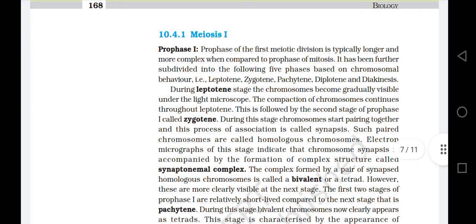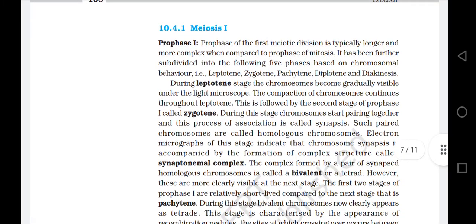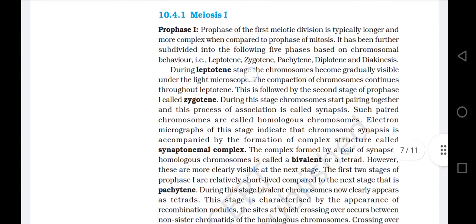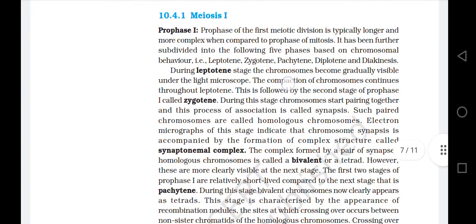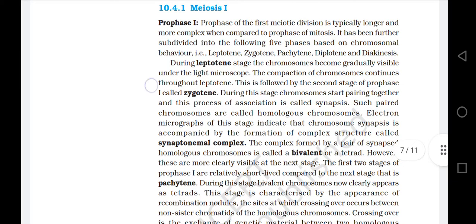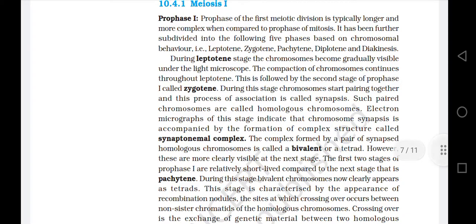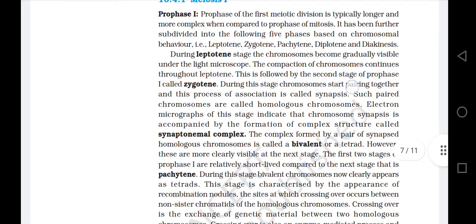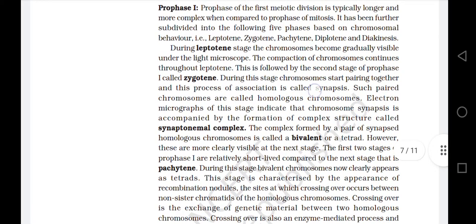and diakinesis. During leptotene stage, the chromosomes become gradually visible under the light microscope. The compaction of chromosomes continues through leptotene. This is followed by the second stage of prophase 1 called zygotene. During this stage, chromosomes start pairing together, and this process of association is called synapsis.